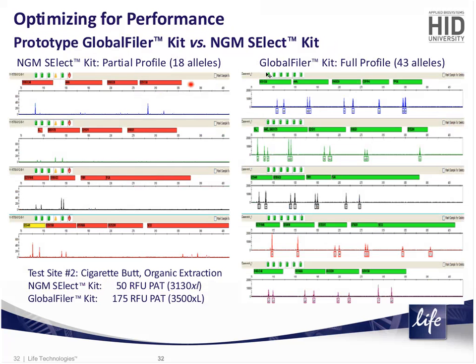What we've also got here is the NGM Select kit on the left-hand side, and this is an example of how the inhibitor tolerance has been improved. We've only managed to accumulate 18 alleles from this particular extraction of a cigarette butt, whereas on the right-hand side we have a really nice full profile with the GlobalFiler kit of 43 alleles. Again, a significant improvement on the amount of information that we're able to get.